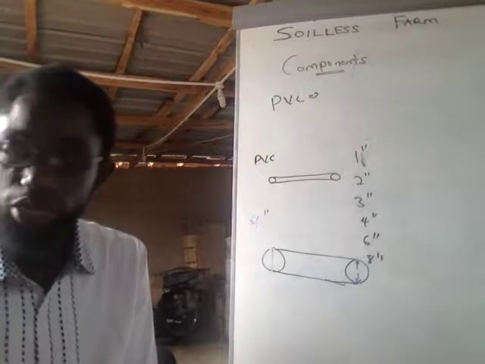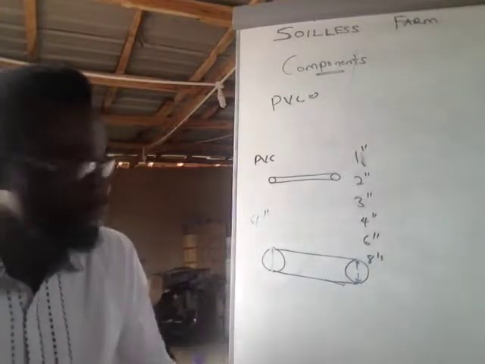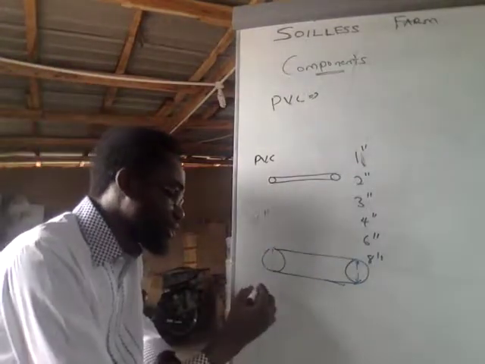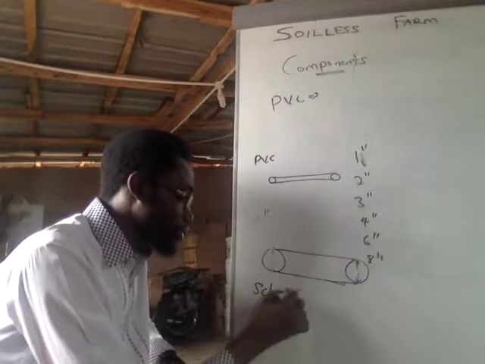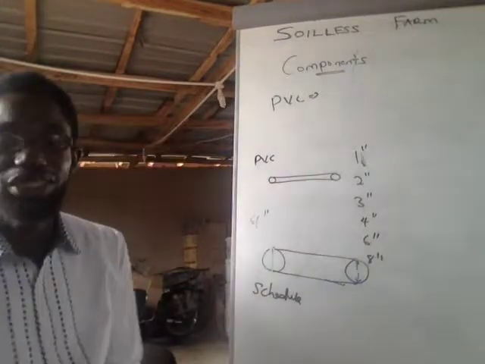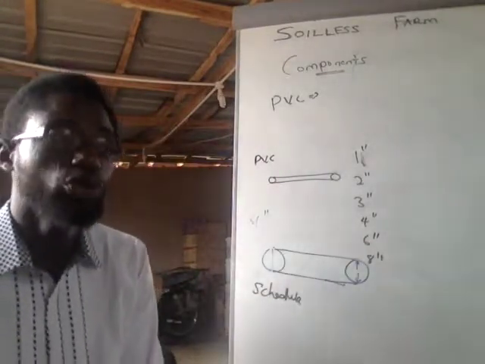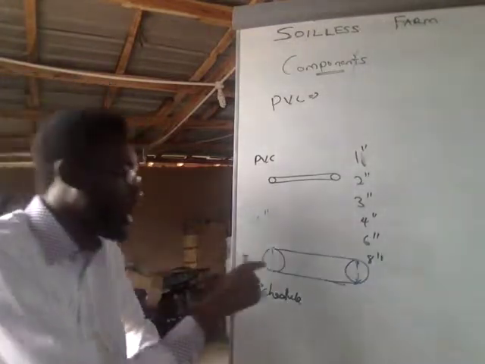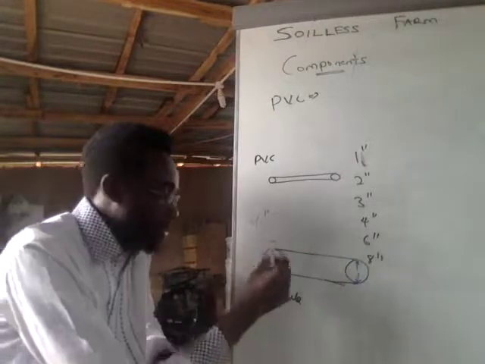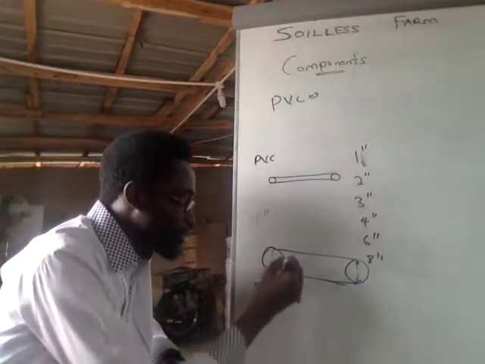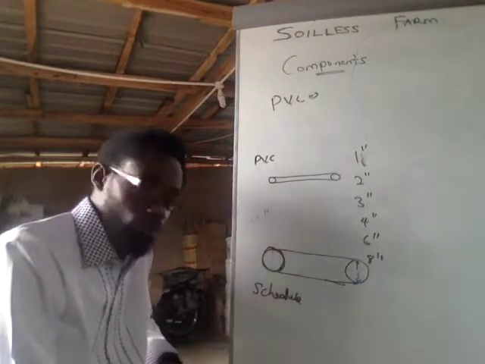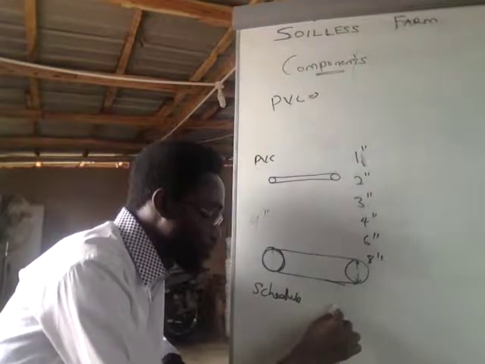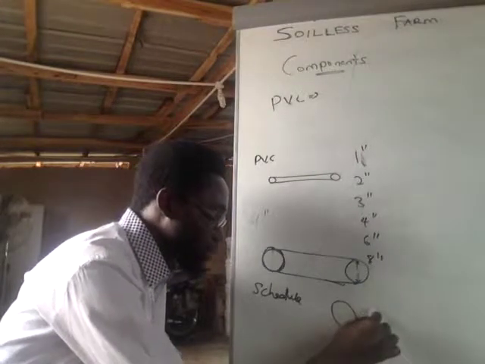Then another thing you will hear the plumber talk about is the schedule of the PVC pipe. So if they ask you, what schedule do you want? What that means is, when you look at your PVC pipe, this circumference has a specific thickness. So we could have 2 4 inches pipes.